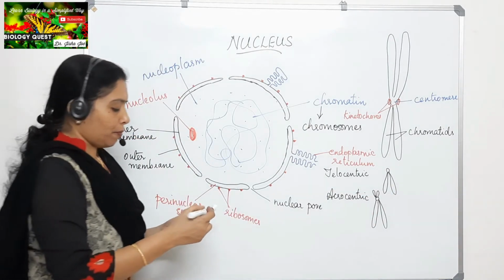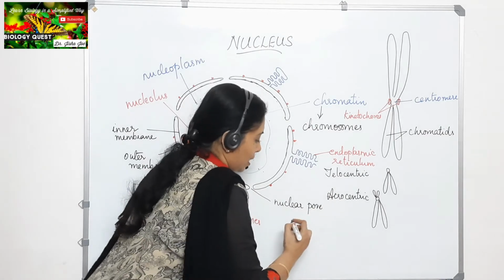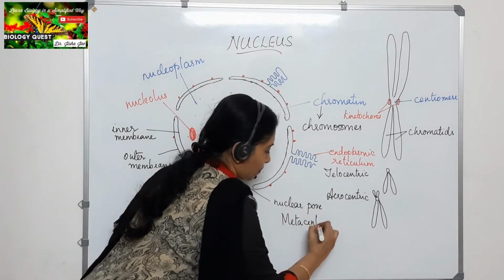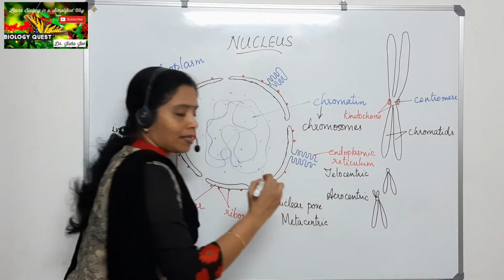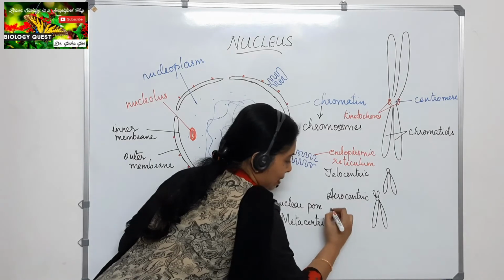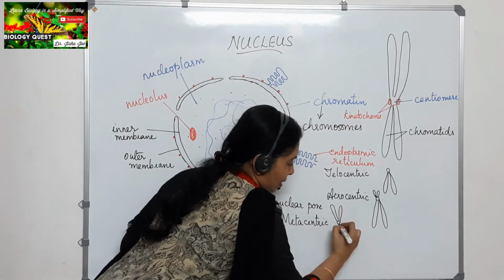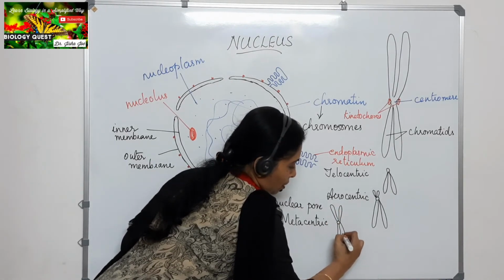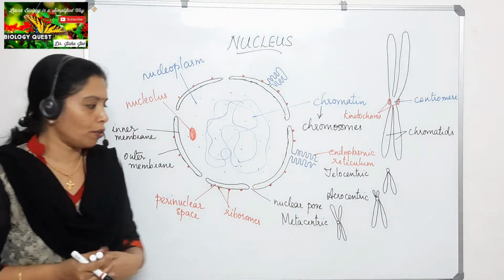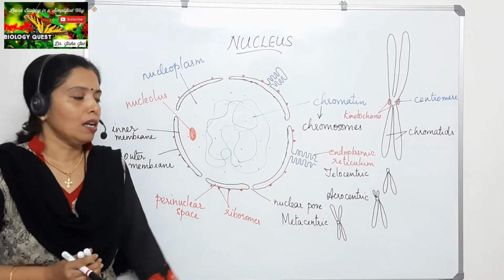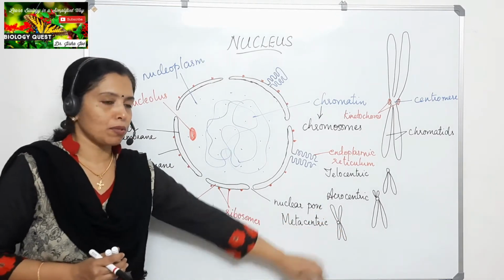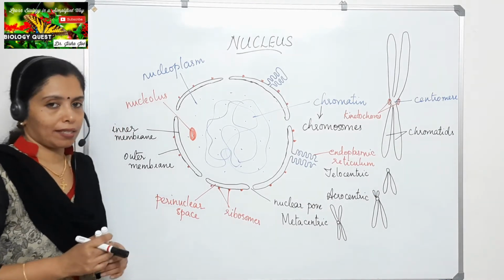The third type of chromosome is the metacentric. In metacentric chromosomes, you can see the centromere is located exactly at the center, producing two equal arms. The arms are of equal length on both sides of the centromere. Such a chromosome is said to be metacentric.